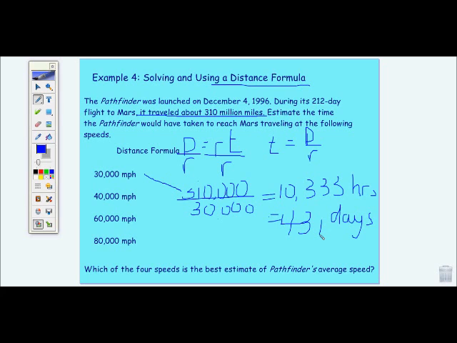Now, for each of the other given distances or the other given rates, I would still take the distance that was traveled, the 310 million miles, and divide those by 30,000. I did just notice another mistake when I was writing with my pen here. I had 310,000 miles, and I should have had 310 million miles. So that is what was plugged into the calculator. This was not what was written on the page.